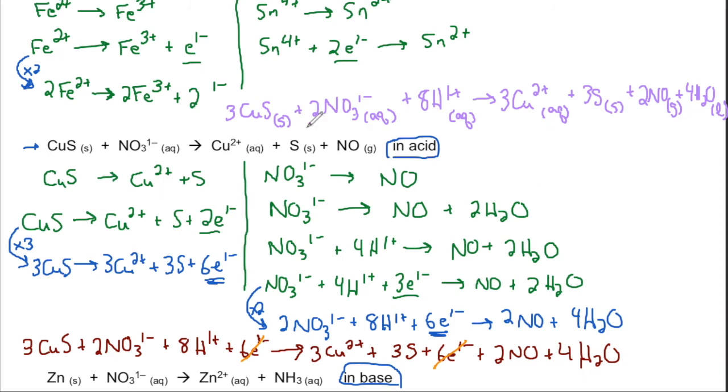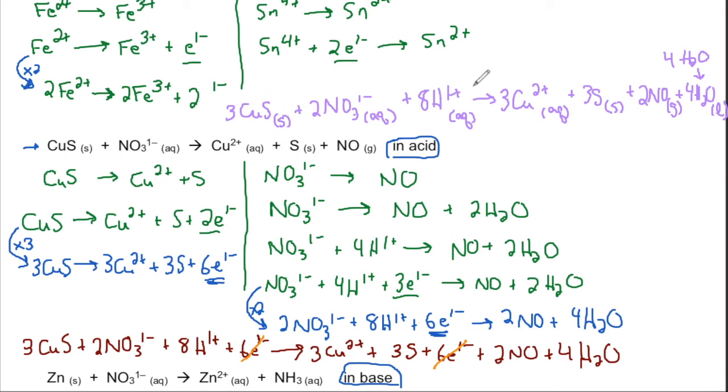Okay, sorry it got a little crowded here, but 3 copper 2 sulfide and 2 nitrate ions and 8 hydrogen ions make 3 copper 2 ions, 3 sulfur, and 2 NO, and 4 water. This is supposed to be water over here. All right, let's do step 9, the final check to make sure that the elements and the charges are balanced.